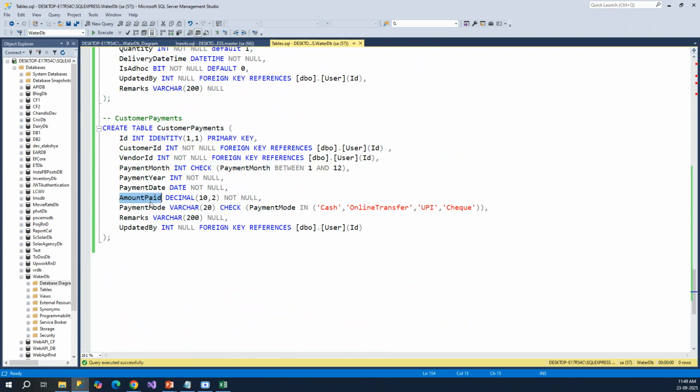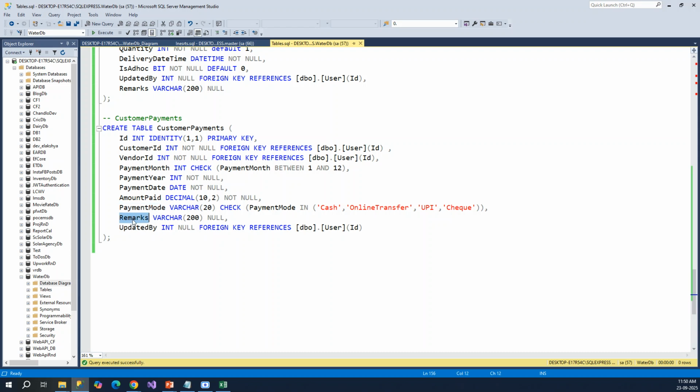Now the customer can pay the amount either in cash or UPI or check. Here I have added more options, but ideally it is cash or online only, right. So it can be anything. Sometimes we do cash, sometimes we do GPay, sometimes we do Paytm, right. That depends. Amount paid and payment mode, okay, that we discussed.